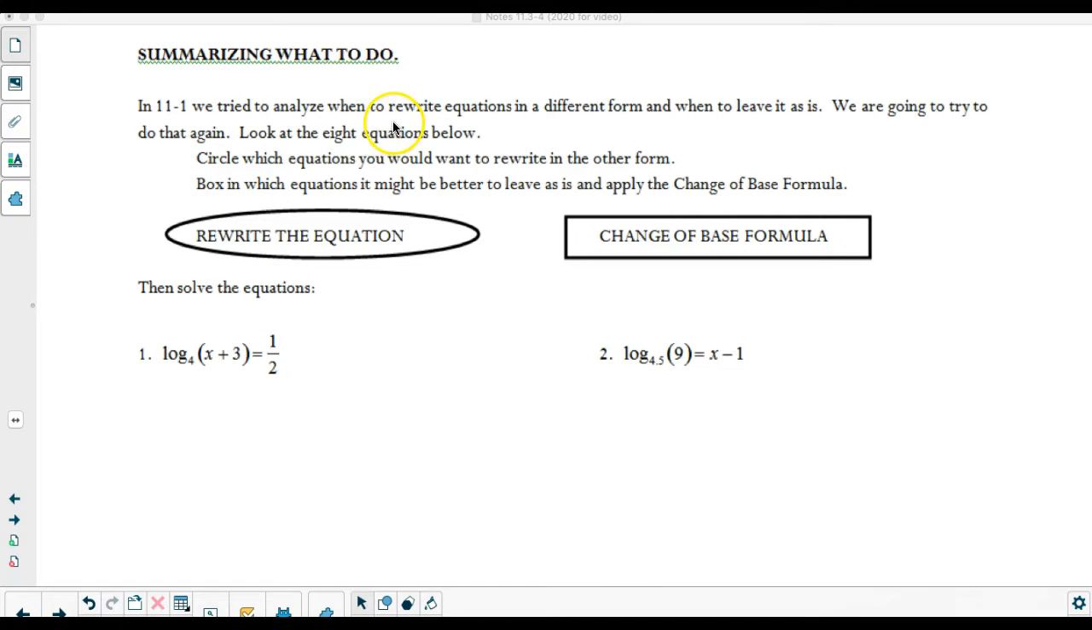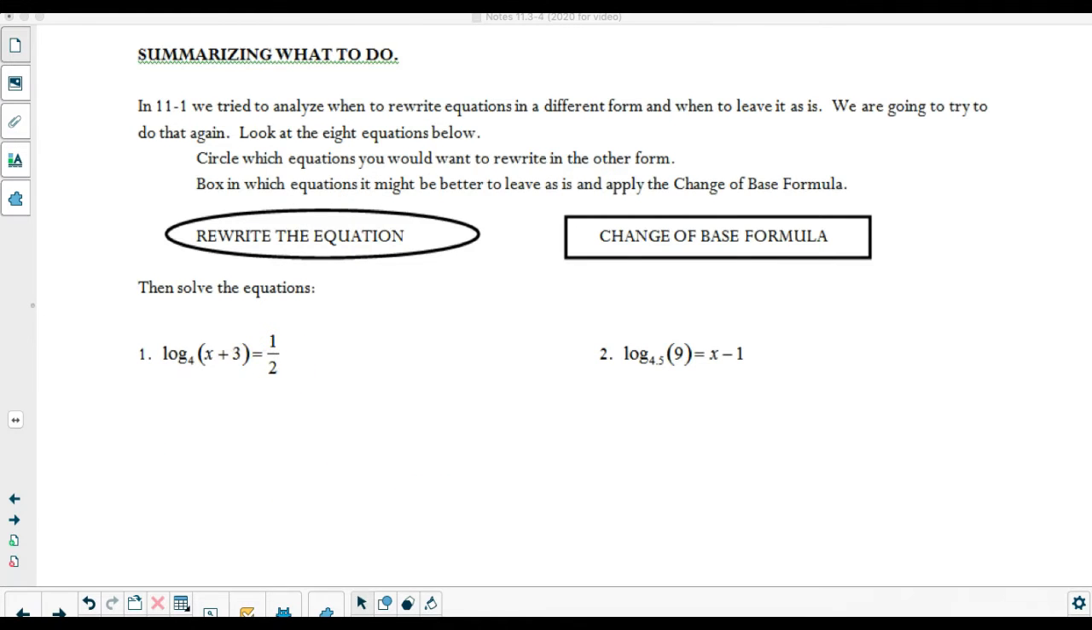in 11.1 we analyzed when to rewrite equations and when to leave it as is. We're going to look at this again. Circle the box which indicates what you want to rewrite in the other form. Well, basically, usually I rewrite the equation almost every time. What we're going to do is I'm going to switch over to my webcam. I got 2 examples, and I'm going to pause. I'm going to write the next 2.